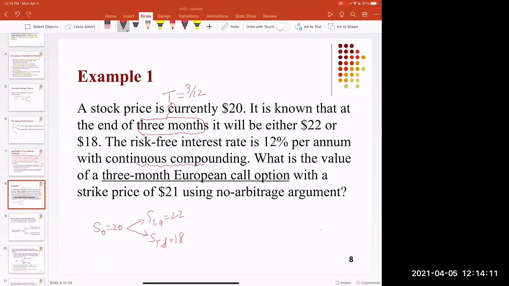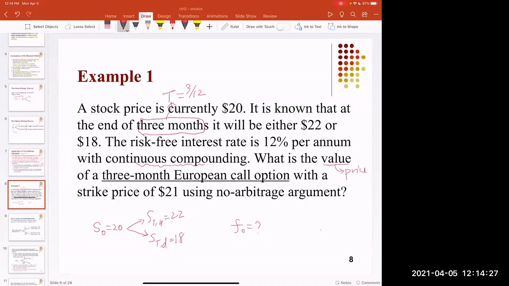Next we're going to set up the binomial tree for option. For the option price today, that's what we are looking for. That's basically the question: what is the value, what is the price? Value, price, the same thing.